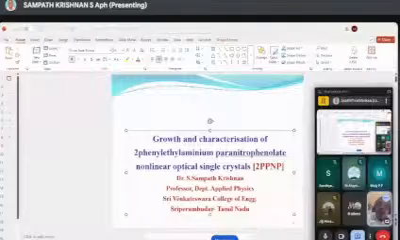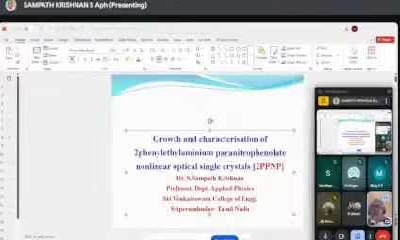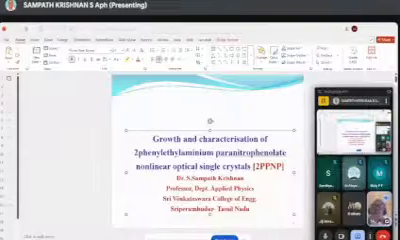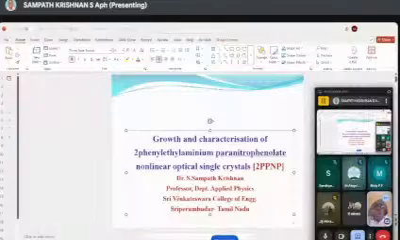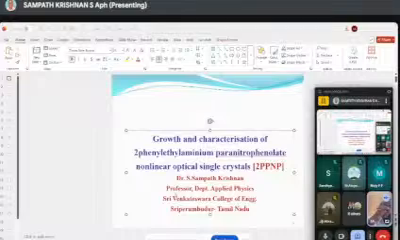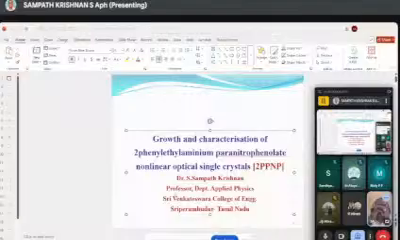Dr. S. Sampath Krishnan, Professor, Department of Applied Physics, Sri Venkateshwara College of Engineering, Sriperumbudur. The title of my research paper is Growth and Characterization of 2-phenylamine paranitrophenolate Nonlinear Optical Parameters. In this paper, we are growing the crystals. First, we have to synthesize and grow the crystals, and then we are going to study the various characterization studies.